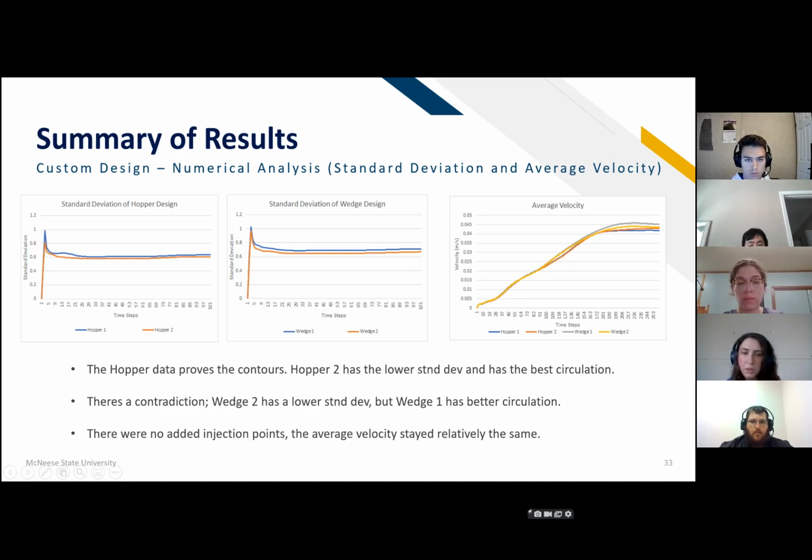But so in conclusion, I'd say that wedge 1 overall had the best for the custom design, and hopper 2 would be a very close alternative. There was no cost benefit because no injection points were added, so a bigger pump was not needed.